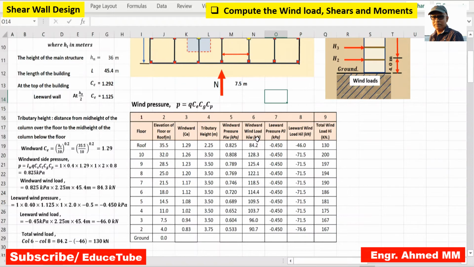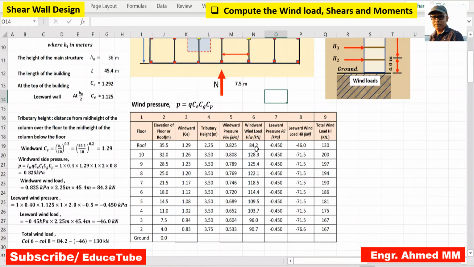Now, windward wind load, how to get that? We got the windward pressure. Once we know it, we have to apply it where this wind pressure is working, I mean on which area. So here you look at 0.825 multiplied by 2.25, we considered it as a tributary height, and 45.4 is the width of the building. So this width multiplied by tributary height will give us the area where this windward pressure is working.